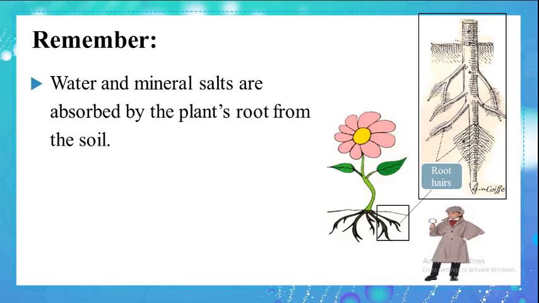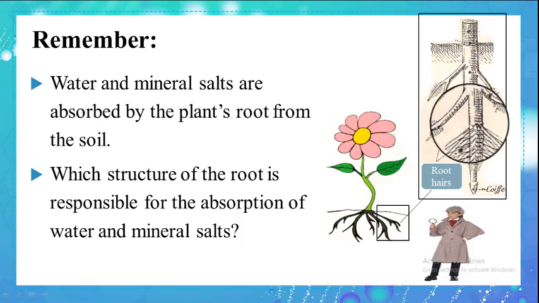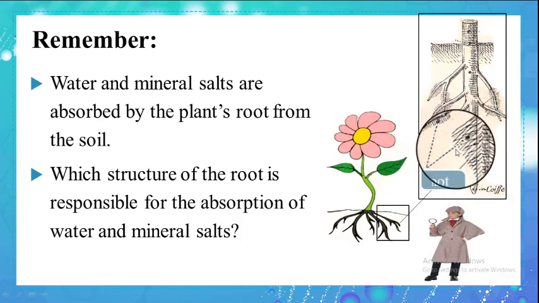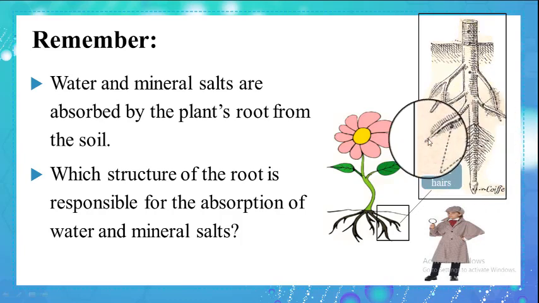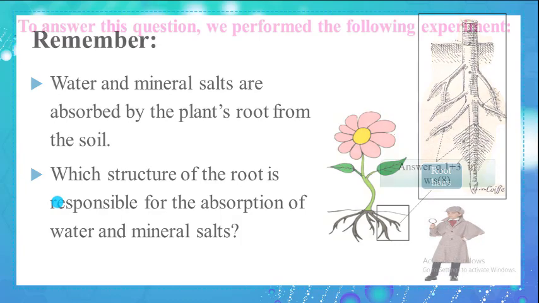The root is the part of the plant that is present under the soil, and it absorbs water and mineral salt. When observing the roots with a magnifier, we notice the presence of small hair-like structures called root hairs. As you see here, these structures are present in the roots of the plant and they are called root hairs. So our question is, which structure of the root is responsible for the absorption of water and mineral salts?